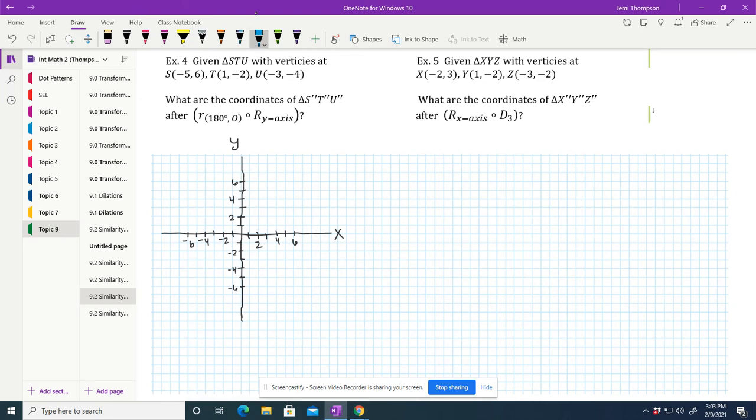So when I plot points, remember that every point is always x then y. So I go left and right first. So to plot S, I go -5, which is left 5, and then up 6. T is the point 1, -2. And U is -3, -4.